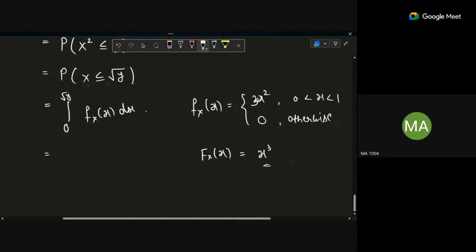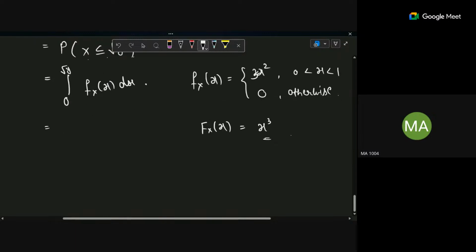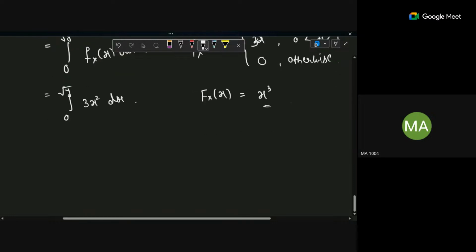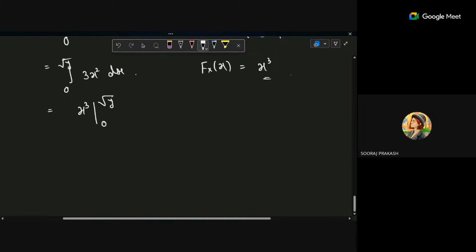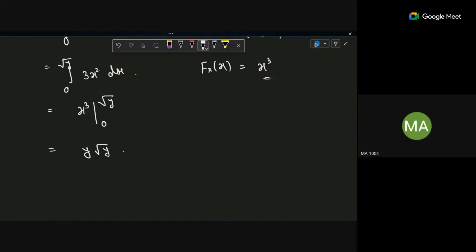right? And what is your fx here? 0 to square root y, 3x square dx. So that's it. That will again come to x cube by 3. That is nothing but x cube, right? Integral 0 to square root y. Then what we will get? y to the power 3 by 2.